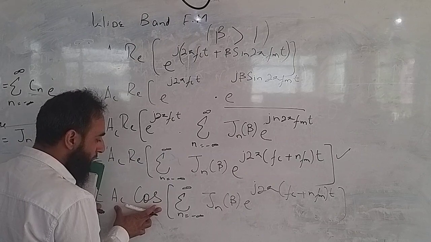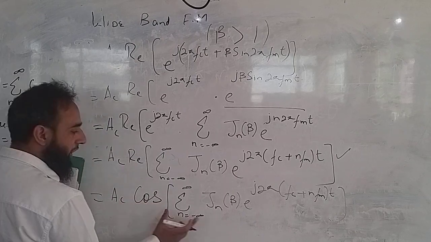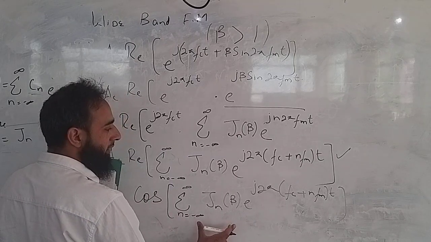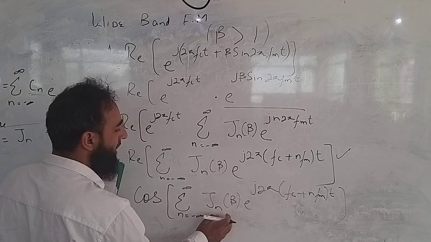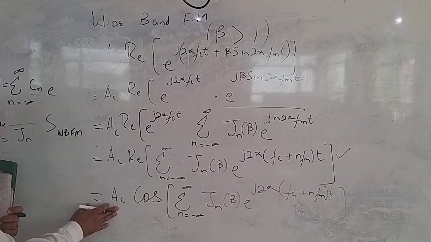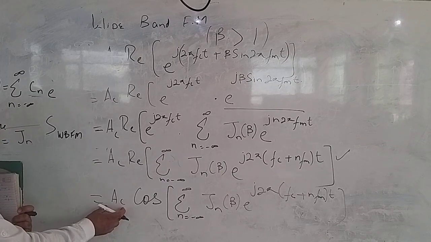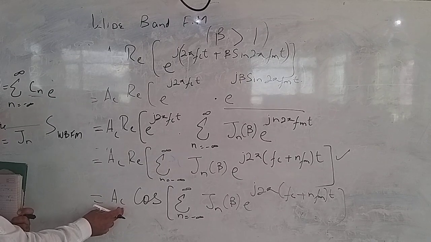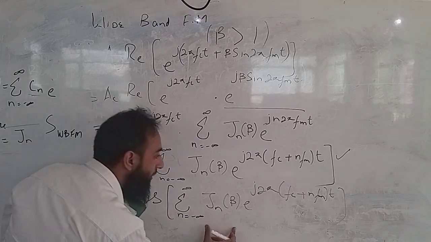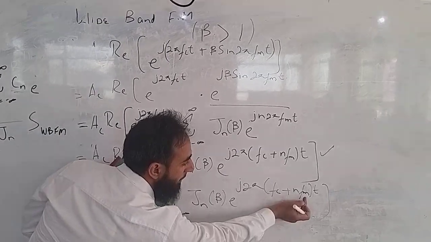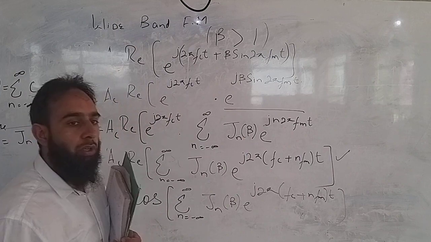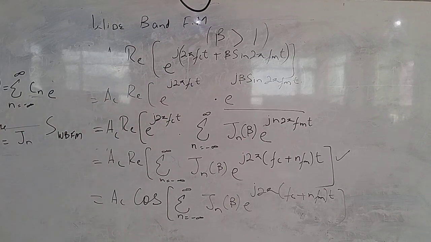A_C cos: no change in the amplitude. The only change is in the angle, or in the frequency part, which is theta. So the amplitude is constant as A_C. But in the case of AM, the modification came in A_C itself based on the message signal. Here the frequency is changing based upon the message signal. Therefore, this is frequency modulation.